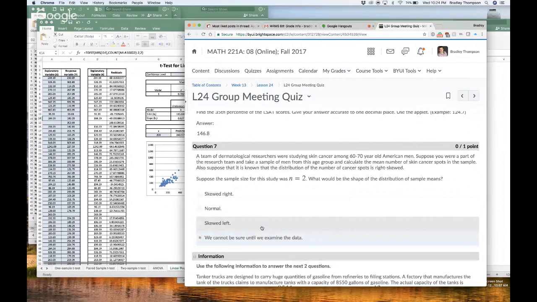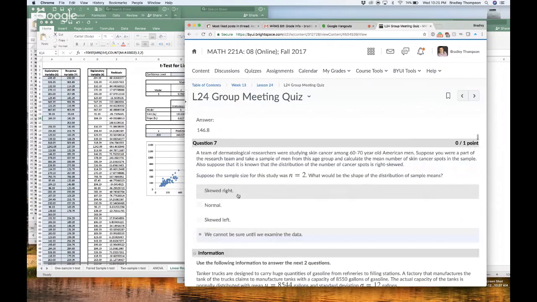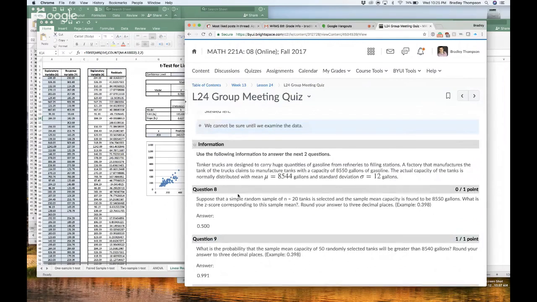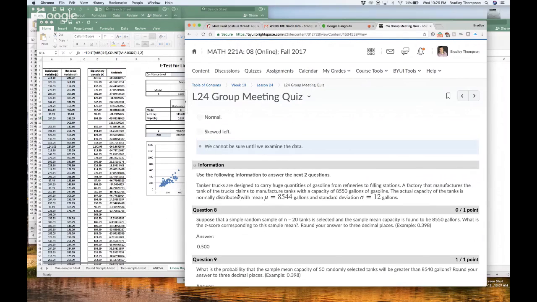We missed number 7. So then it must be skewed right. I didn't think the samples mattered, even though it kind of logically makes sense. But yeah, 7, I believe, skewed right. Number 8 is not 0.500. So number 7, we missed that one. So it's skewed right? Yeah, 7 should be skewed right. Number 8 is not 0.500.